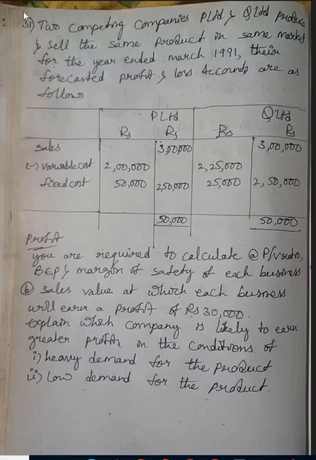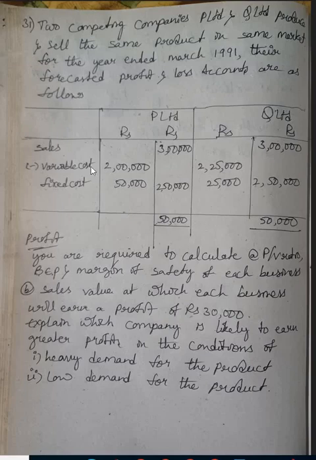This is the 31st question of marginal costing. Two competing companies, P Limited and Q Limited, produce and sell the same product in the same market. For the year ended March 1991, the forecast profit and loss account is as follows.